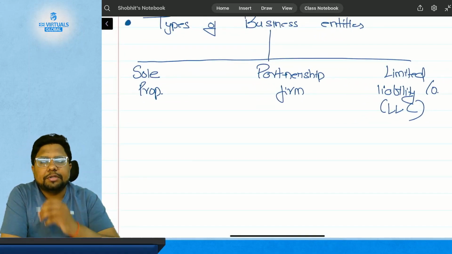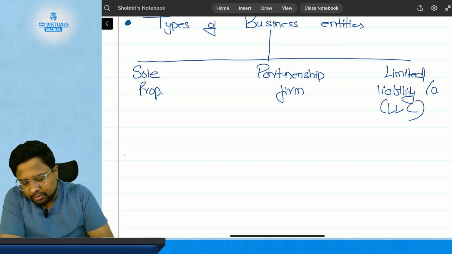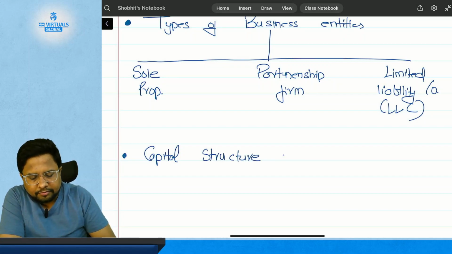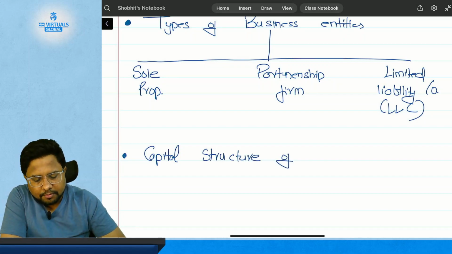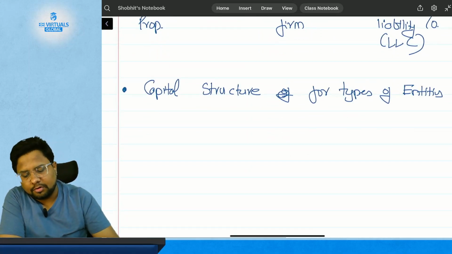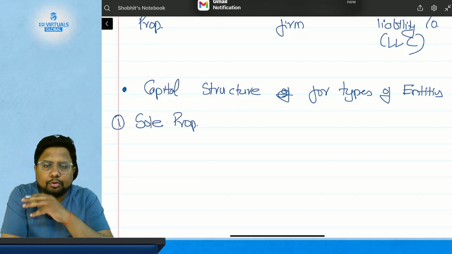Now we need to understand the capital structure for all these entities, for the different types of entities. First of all, we'll start with the sole proprietorship or the sole trader.